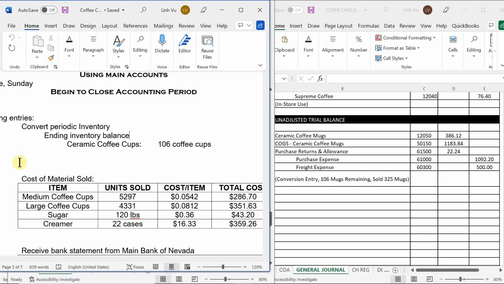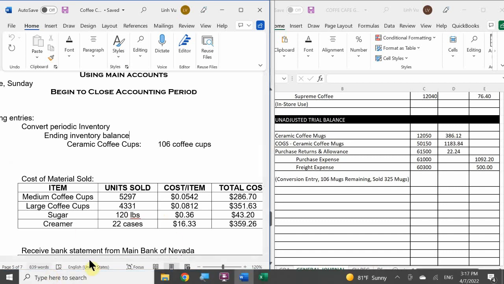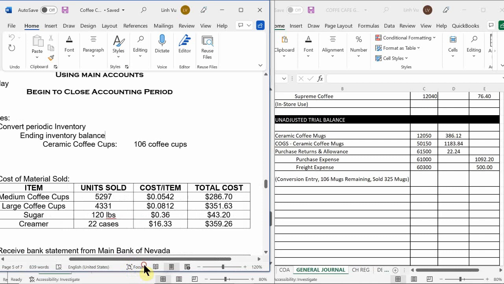And then you have your sugar at $36 a pound. So in this case, I've already calculated for you the grand total here. So all you have to do is just update your accounts the way they are, because I already calculated for you. So in this case, the total amount of cost for the medium cups was $286.70. The cost for the large cups was $351.63. And then the cost for the sugar was $43.20. And then the cost for the creamer was a total of $159.26. Okay?